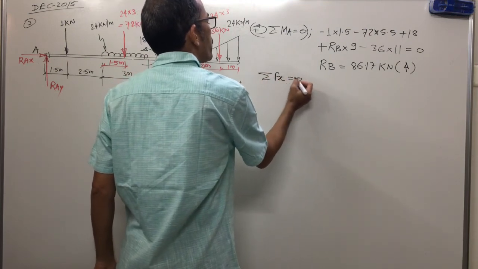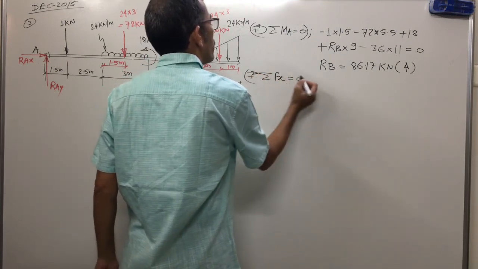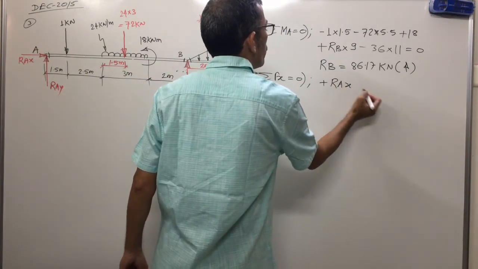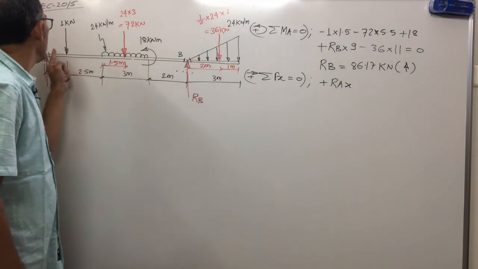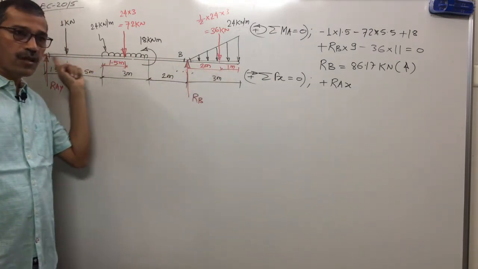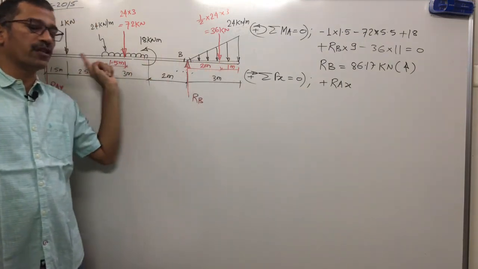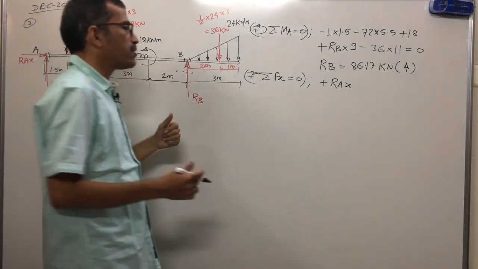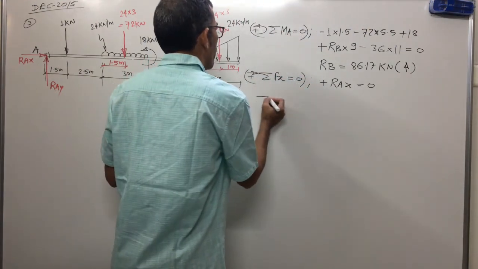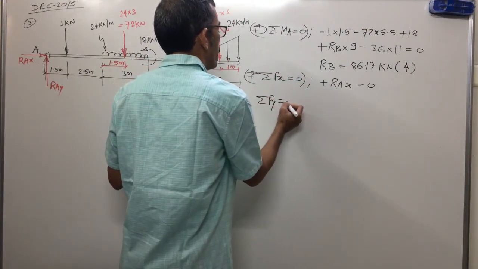Now, summation of Fx equal to 0, assuming rightward force is positive. Rx is rightward, which means plus. Check, is there any horizontal force? If there is an inclined force, we will get some horizontal component. There is nothing. There is no other force. That means Rx is 0. Very simple. Next, summation of Fy equal to 0.